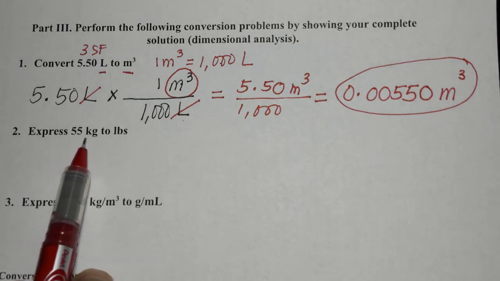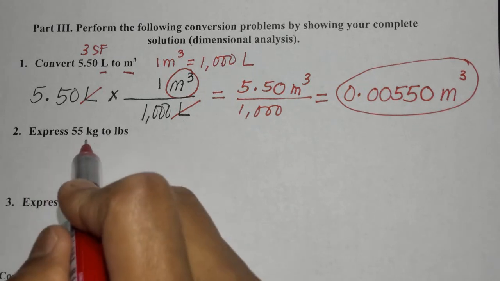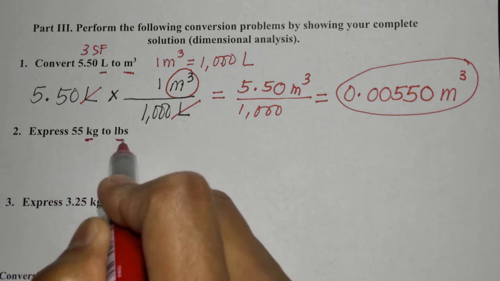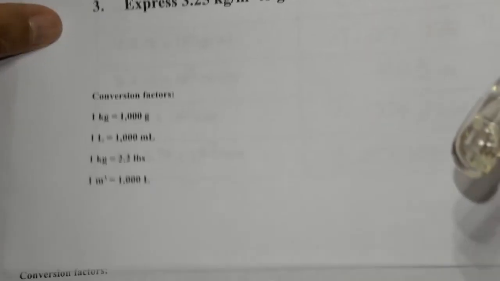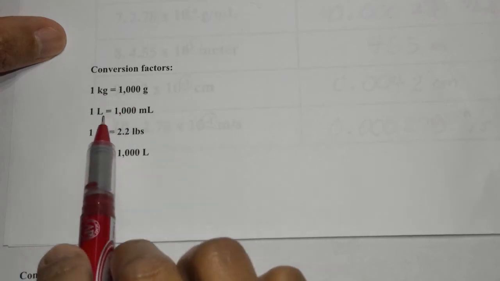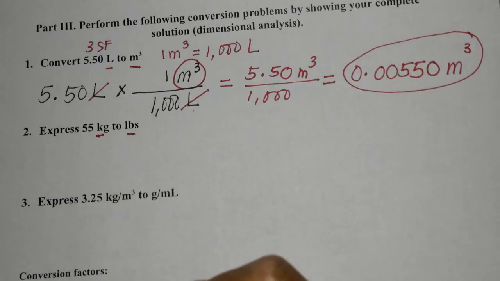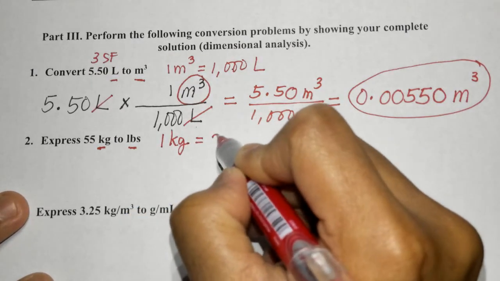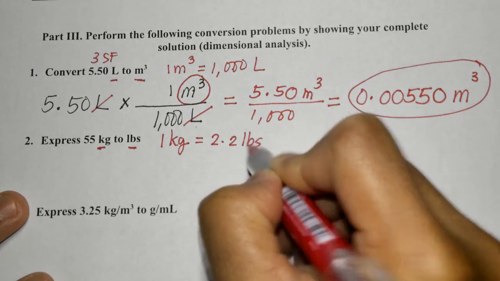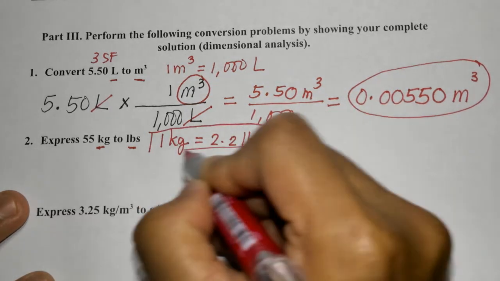Express 55 kilograms to pounds. Examine the units. Kilograms and pounds. Then we look at our conversion factors here. What is the conversion factor I can use for kilograms and pounds? Is this the one? No. Is this the one? No. Is this the one? Yes. So that means it's 1 kilogram, 2.2 pounds. So I'm going to write that down. 1 kilogram is to 2.2 pounds. I box it so it will be clear that that's my conversion factor.